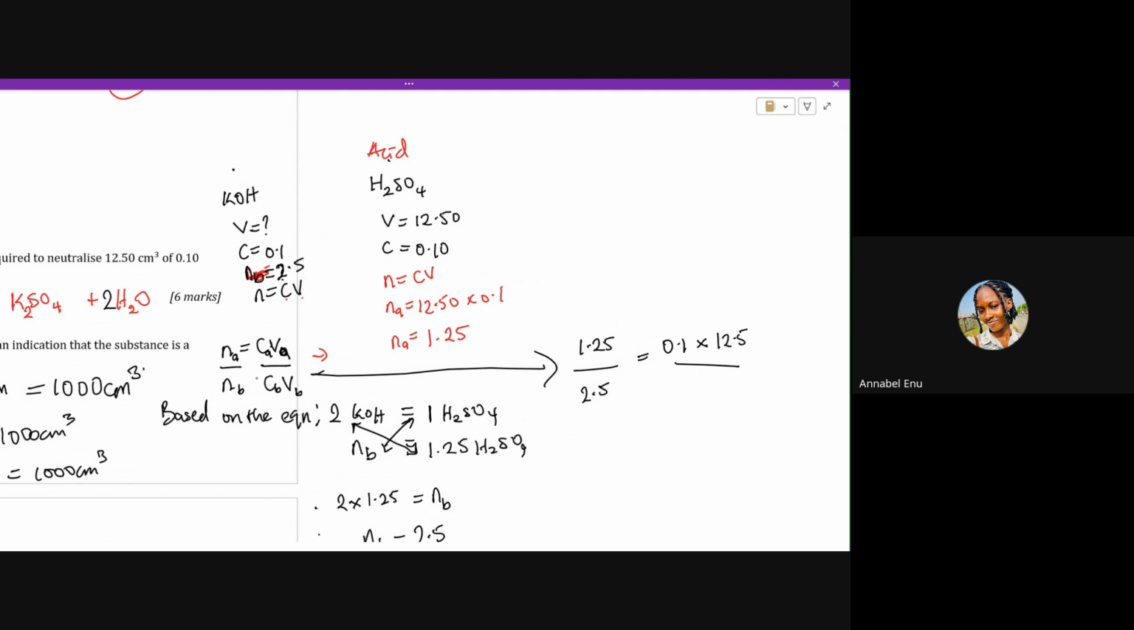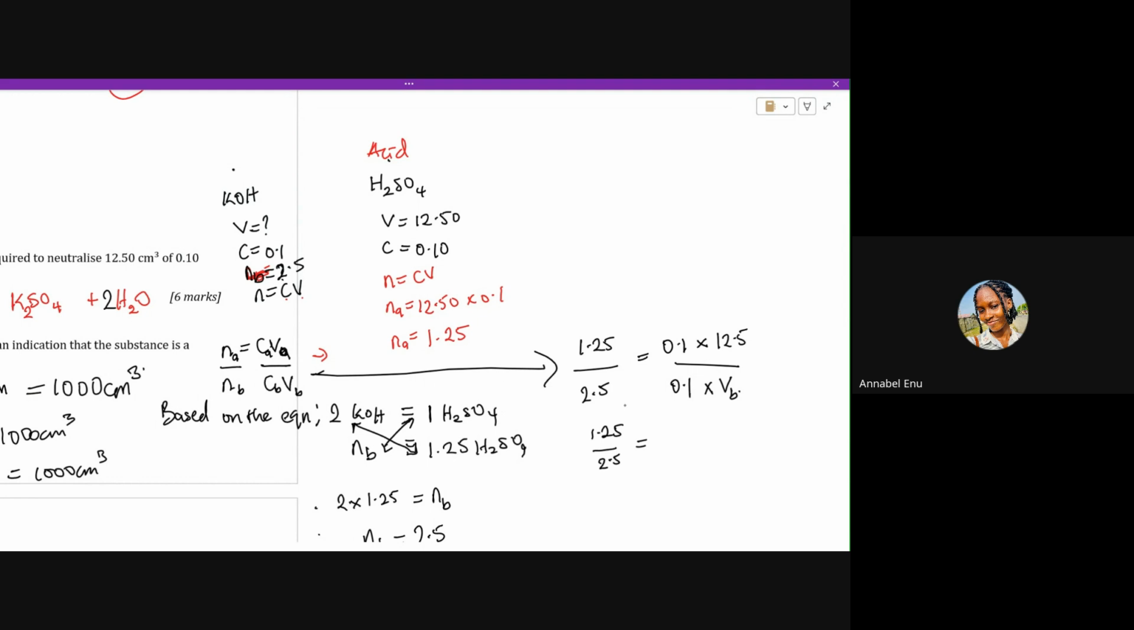Who will I ask? Winner, what is the volume of the base? It is what we are looking for actually. Then the concentration of the base is 0.1, times what we are actually looking for. So from here, you can first derive the formula if you want, or from here you can say 1.25 divided by 2.5 equals 0.1 times 12.5 divided by 0.1 times VB.